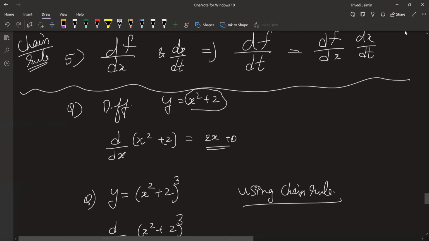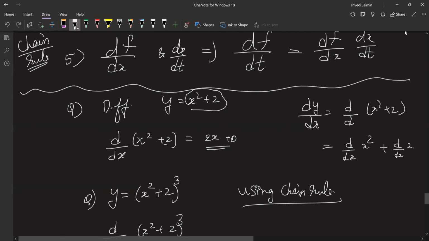we just differentiated. If I expand this, dy by dx, what we did here, d by dx of x square plus 2. Now, d by dx of x square plus d by dx of 2. Means 2 will be in front.